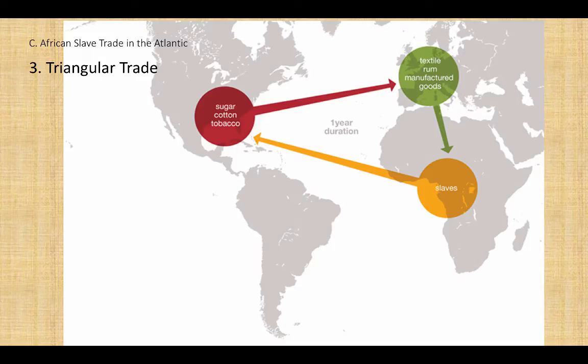Next, we're going to move on to one of the most important historical events in this time period. It's the triangular trade, and take a moment to look on the map to familiarize yourself with what's going on in the trade and where it is.